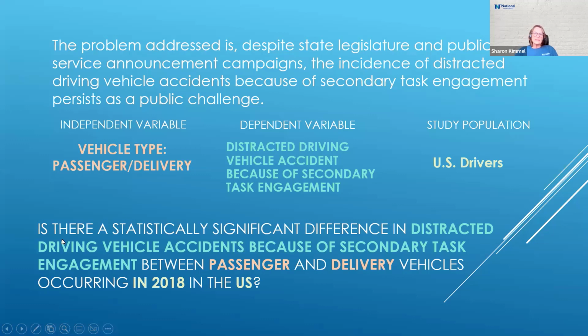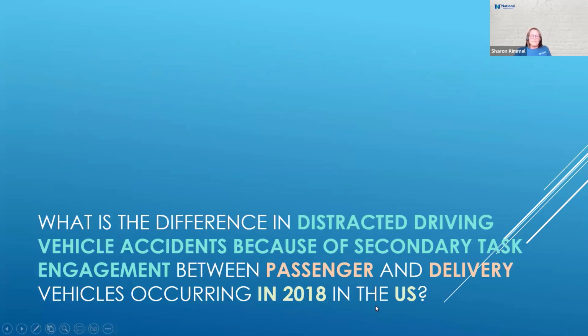And our hypothesis, or our research question, is there a statistically significant difference in distracted driving vehicle accidents because of secondary task engagement between passenger and delivery vehicles occurring in 2018 in the US? And I'm going to pause here for a second because in many cases, our independent variable can be the difference between our two groups. So here's our research question, and we're going to build our null hypotheses.